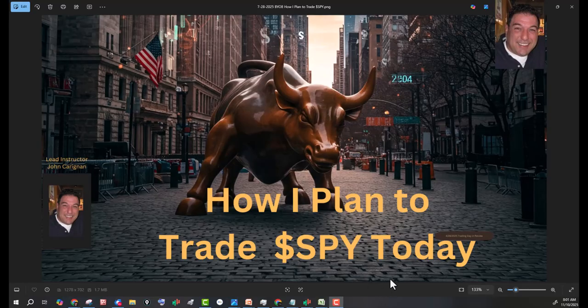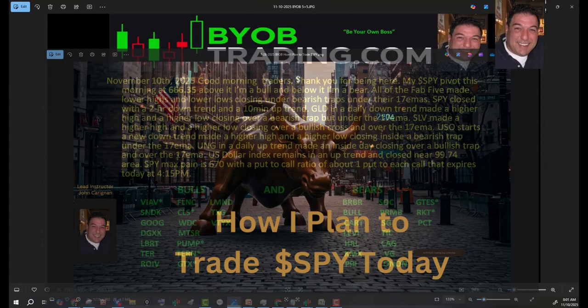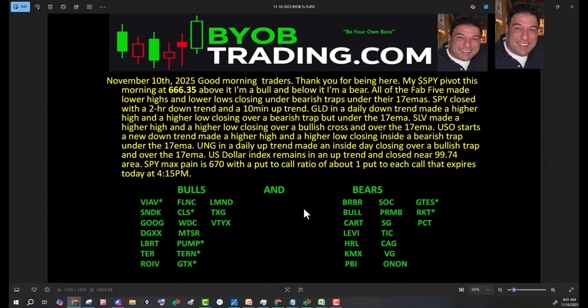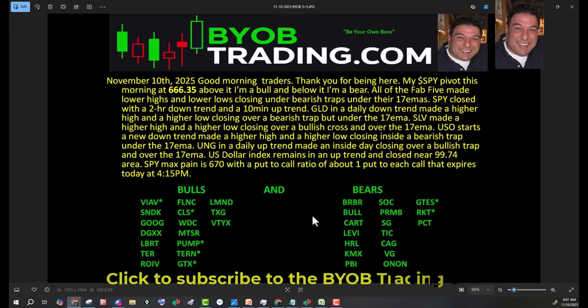Let's take a look at what happened on Friday. My SPY pivot this morning is 666.635. Above it, I'm a bull. Below it, I'm a bear. All of the Fab 5 made lower lows, lower highs, closing under bearish traps under their 17 EMAs. SPY closed with a 2-hour downtrend and a 10-minute uptrend.